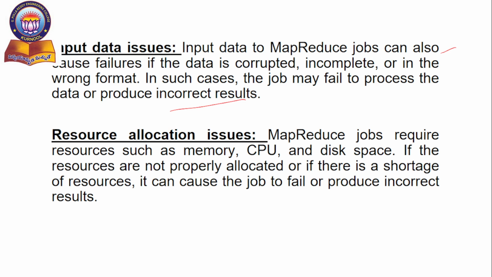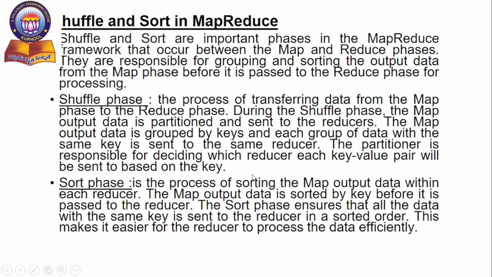Now, the last one is resource allocation issues. MapReduce jobs require resources such as system memory, CPU cycles, and also disk space to store the data intermediately. If these resources are not properly allocated, or if there is a shortage of resources, then the job may fail or produce incorrect results. Even if you have fewer resources, the job may also get delayed in execution. So these are some failures that may occur in a MapReduce job.